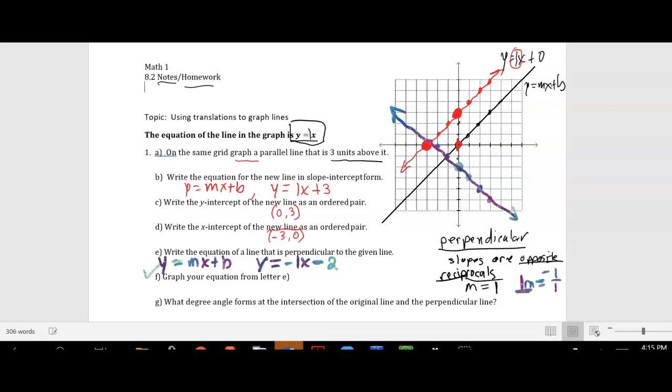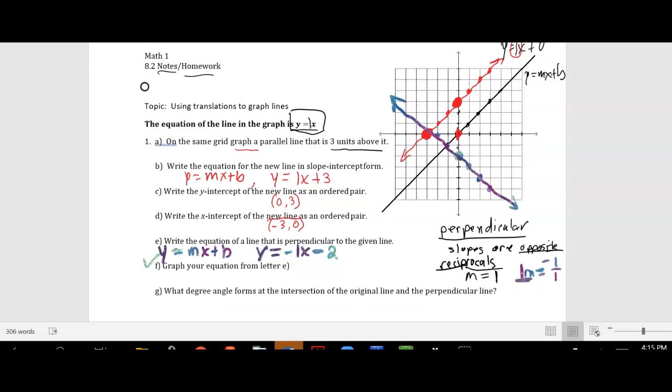That's what we were doing for F. It should be perpendicular to the original line. Really, it should be perpendicular to both. And then G, what degree angle forms at the intersection of the original line and the perpendicular line? And that would have to be 90 degrees.